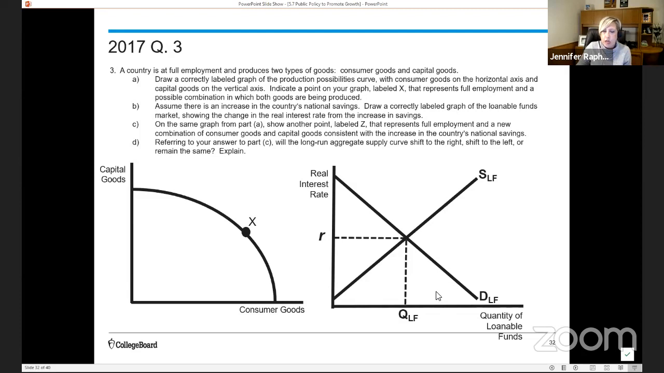And now we have to show the increase in country's national savings. So remember, savings is the supply of loanable funds.